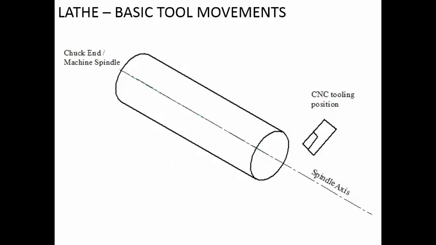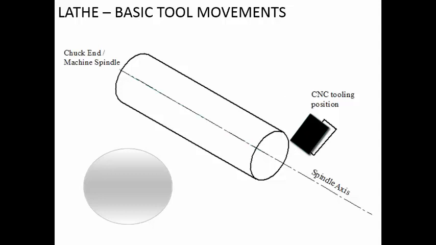In a CNC, you are having the workpiece and the spindle axis. This is where the human operator is going to be present so that he can load the component into the machine spindle and unload it. The tool is going to move on the opposite side. So with respect to the spindle axis, on this side the human being is there, and the tool is present on the opposite side of the spindle axis.